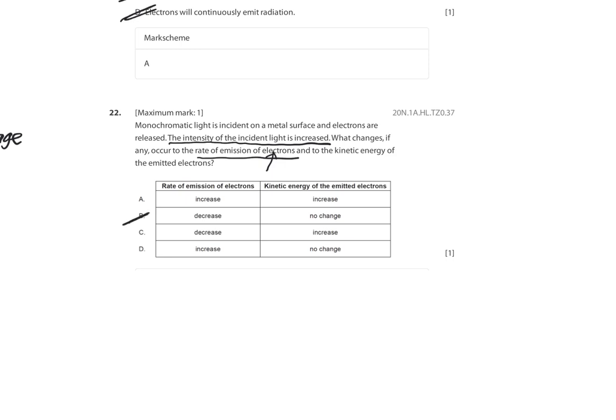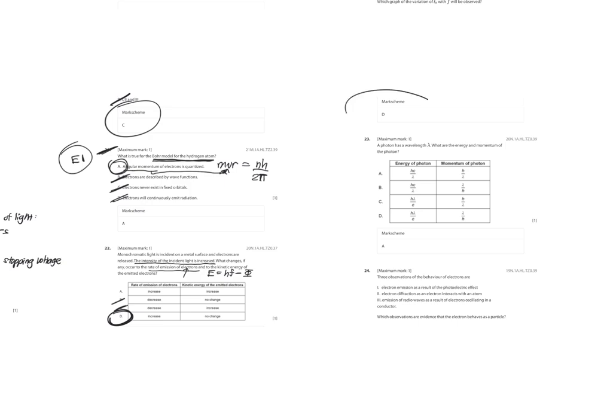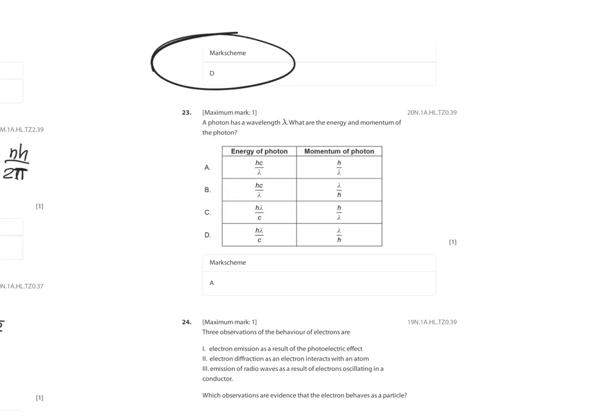So it's not B and it's not D. Oops, it's not C, my bad. But what happens to the kinetic energy? Well, the kinetic energy is hf minus the work function, which has nothing to do with the intensity. And so the kinetic energy is no change, but the rate of emission goes up. And that agrees with the mark scheme, D. All right, let's take a look at 23.